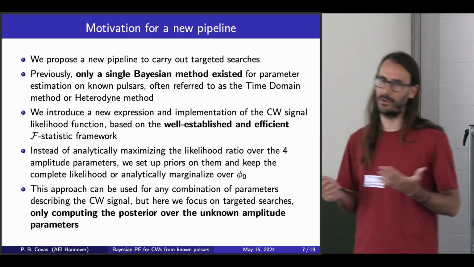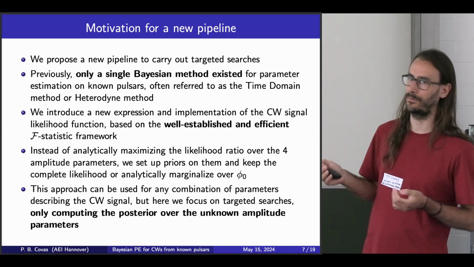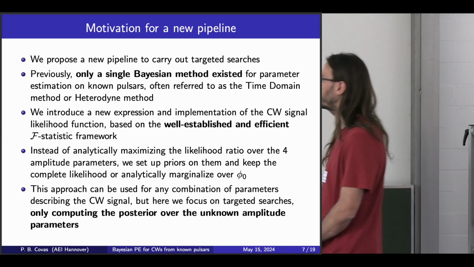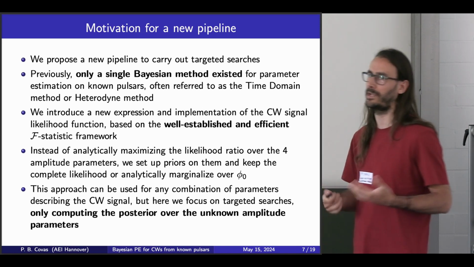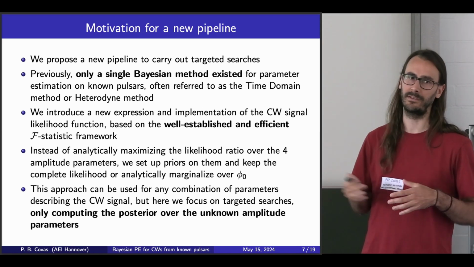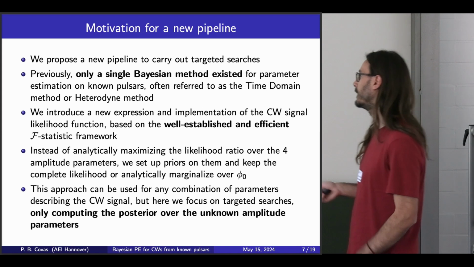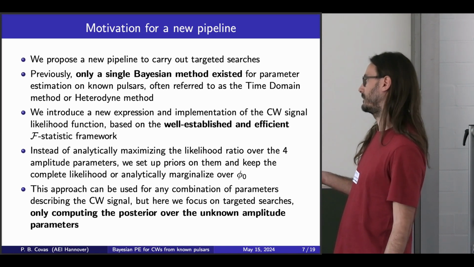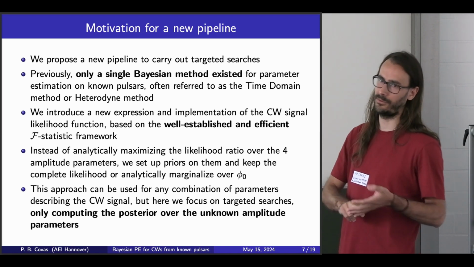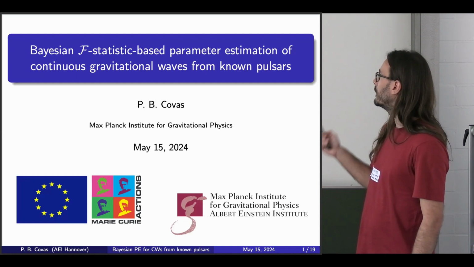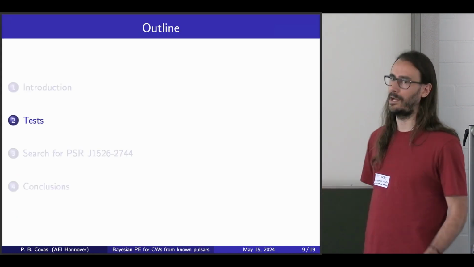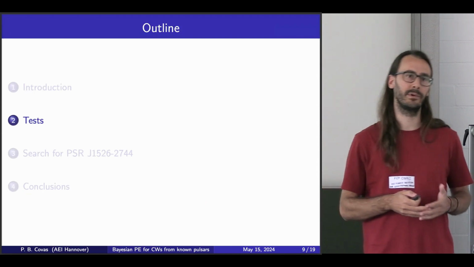Just some final words about this new pipeline that we proposed. In this paper, we only talk about obtaining posterior distributions over these 4 unknown amplitude parameters, but this pipeline is general and can be used with any combination of the parameters that describe the continuous wave signal. Besides the amplitude parameters, you can also search over the phase evolution parameters. I will skip this.